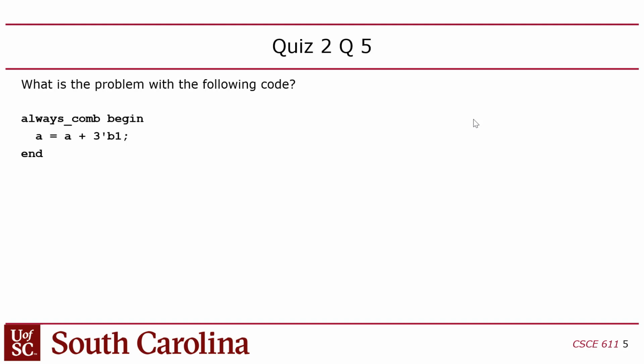Okay, so what's the problem with the following code? This one is combinational logic, but it's got a cycle in it, right? Because A is an input and an output in the same always block. So you end up with a feedback connection, and that's not valid combinational logic, so the compiler will flag this as an error.